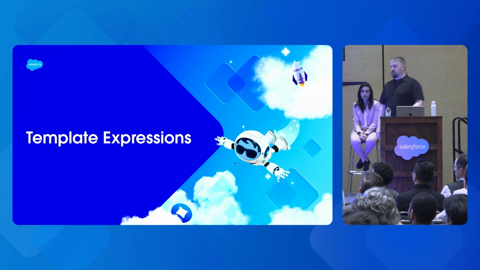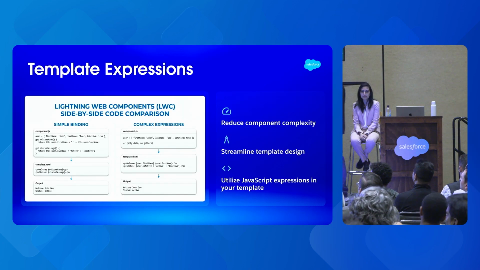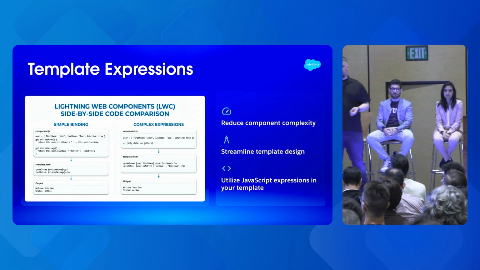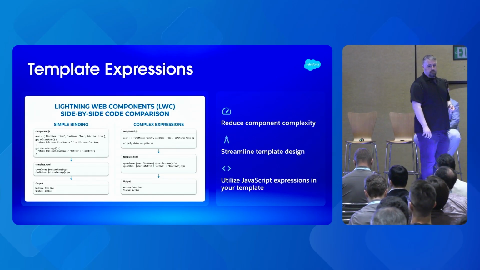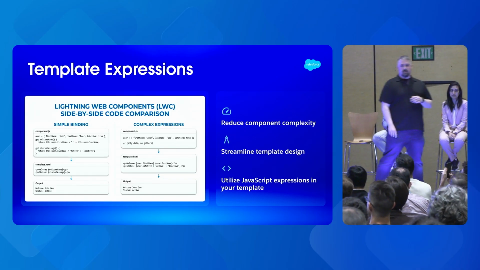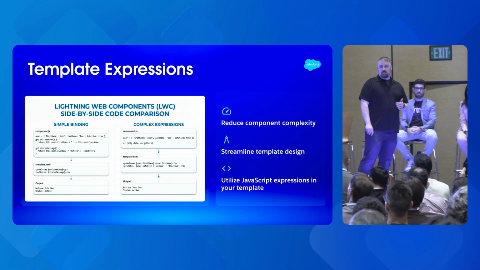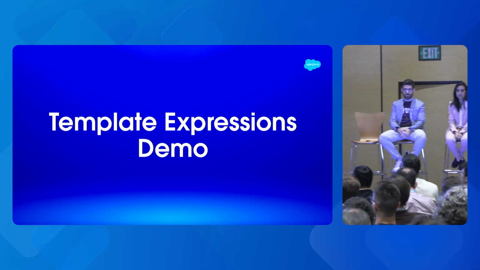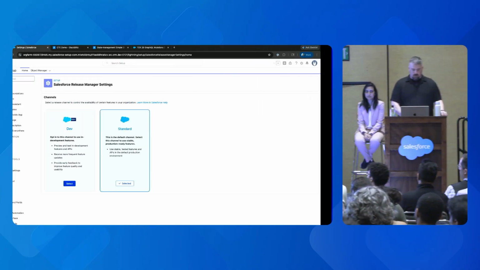Another feature we have going GA in summer 26 is template expressions. You might be familiar with these. Template expressions allow you to do simple JavaScript expressions inside of your HTML. This allows you to streamline and reduce some of the code you're writing in your component's JavaScript file. Instead, just put that right inside your HTML, and you can do some nice little logic as well. So I want to jump right into a demo with that as well.